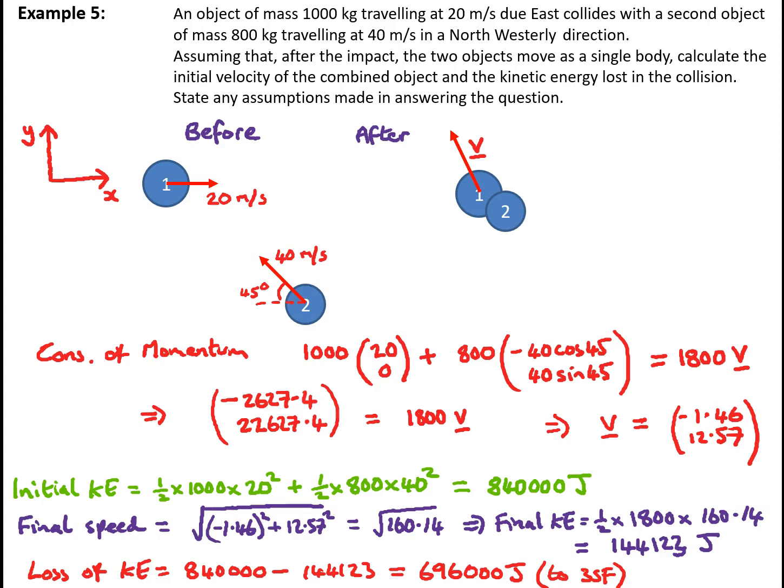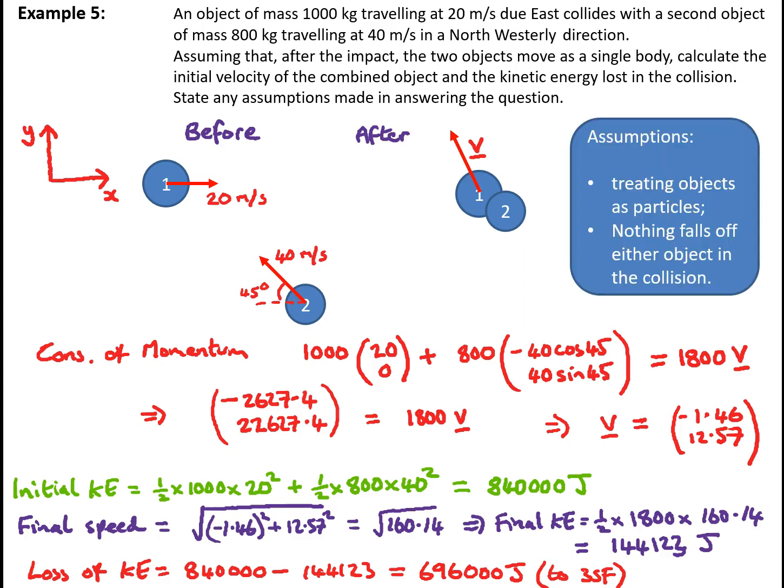What assumptions have we made? Well, we've certainly assumed that the particles have a head-on collision. It's not an oblique collision. In other words, we're basically treating the objects as particles so that there's no rotational motion created by the collision. And the other thing is we've assumed that the mass of the particles hasn't been changed by the collision. In other words, that nothing has fallen off either object in the course of the collision.